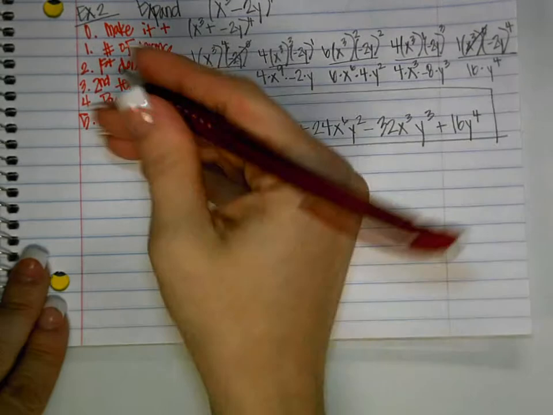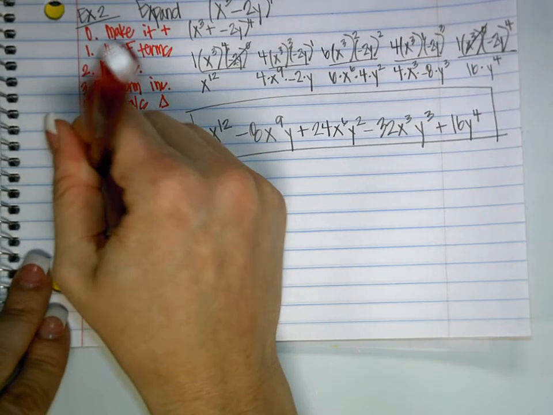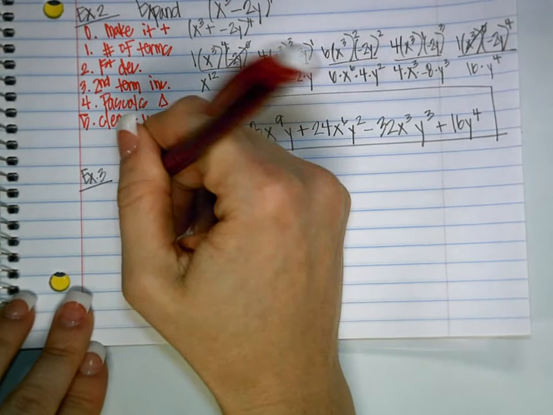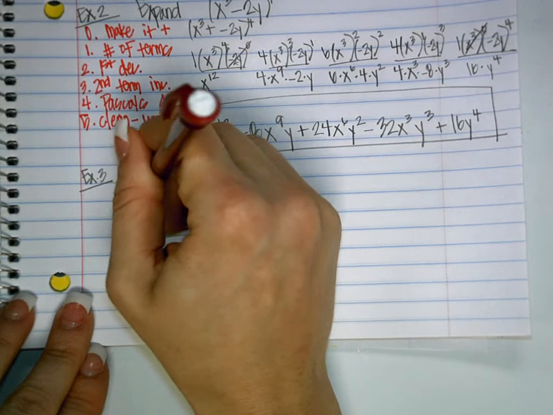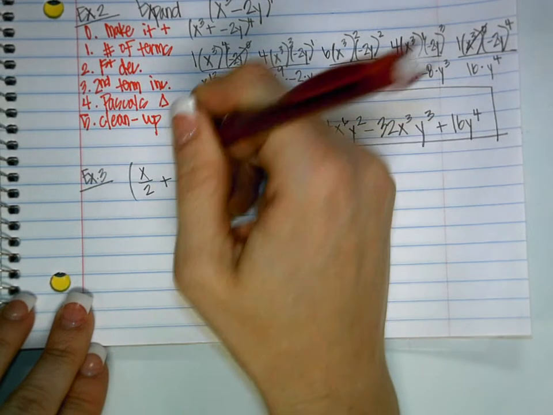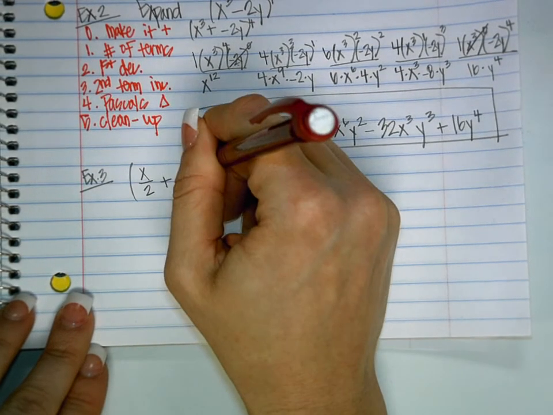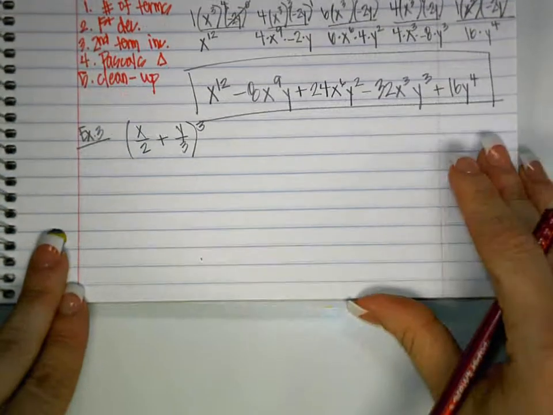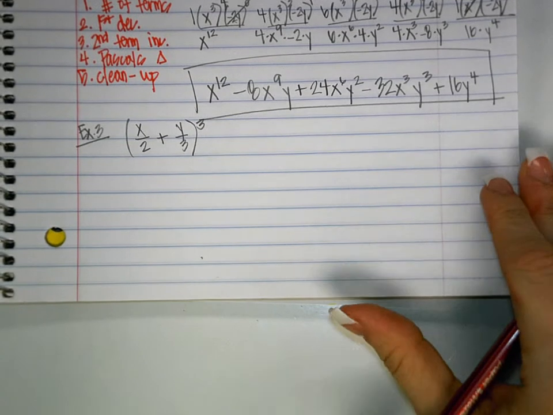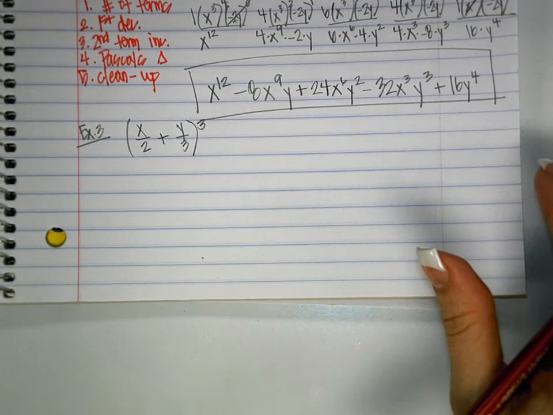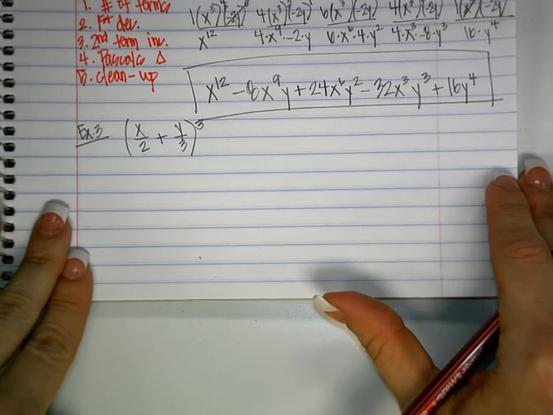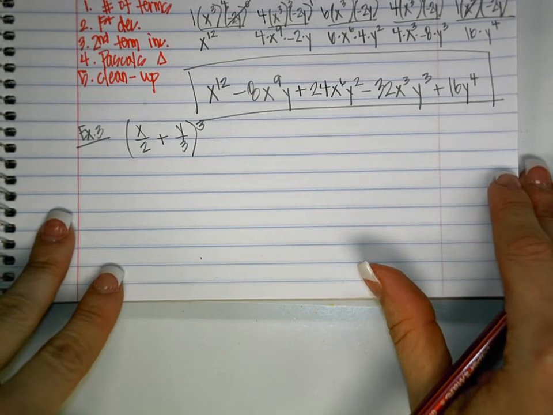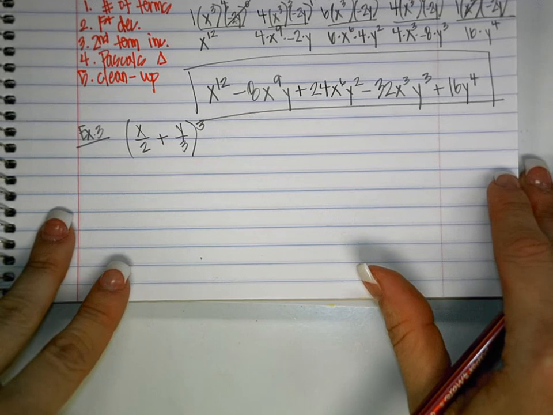Okay, now we're going to make it a little bit more difficult. We're going to do one that's a little bit more difficult. It is not anything that you cannot do. It just looks different, and people like to complain just because they see a fraction. It does not change anything. So if I want you to expand, sorry, I forgot to write the expand. Expand x over 2 plus y over 3, cubed. Follow the exact same steps. Just because there's fractions does not change anything here.